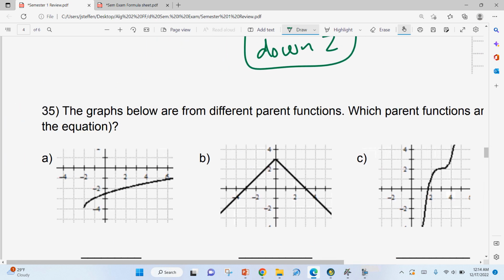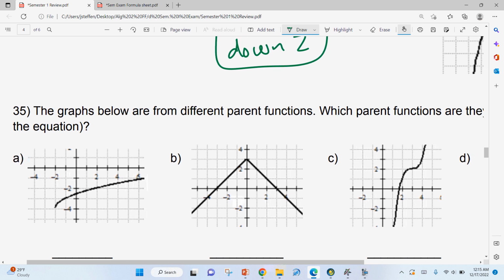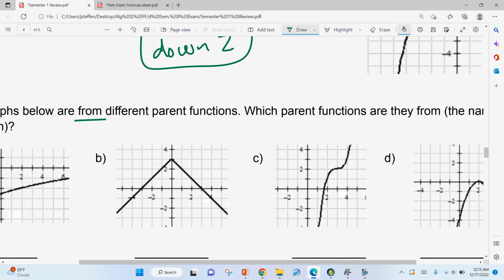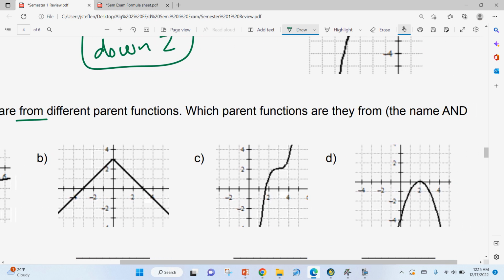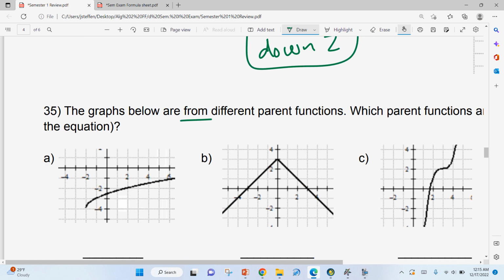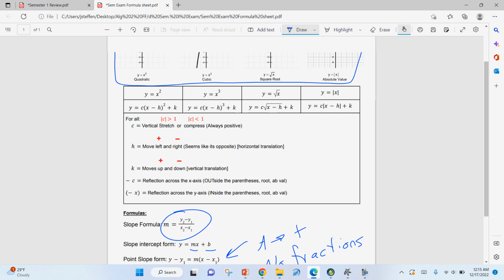So here's the other thing that I want to make sure you know. The graphs below are from different parent functions. Which parent functions are they from? Put the name and the equation. Well, if you just go to your formula sheet, we have all those here.